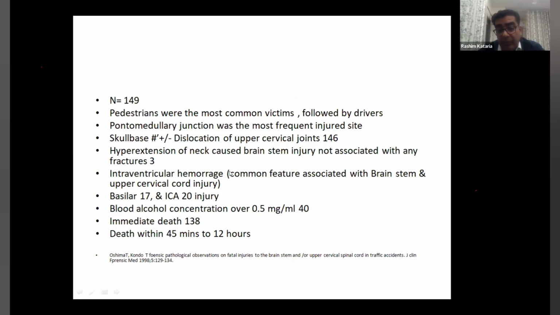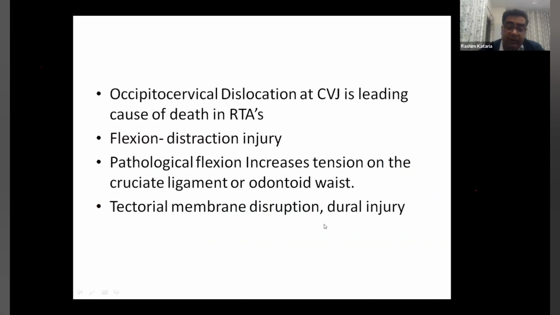Intraventricular hemorrhage was a common feature when associated with brainstem and upper cervical cord injury. Basilar artery tear was found in 17 of the cases. ICA tear was found in 20 of the cases. Interestingly, blood alcohol concentration over 0.5 mg per ml was seen in 40 of the patients. So this was a very interesting study. I wanted to share it with you.